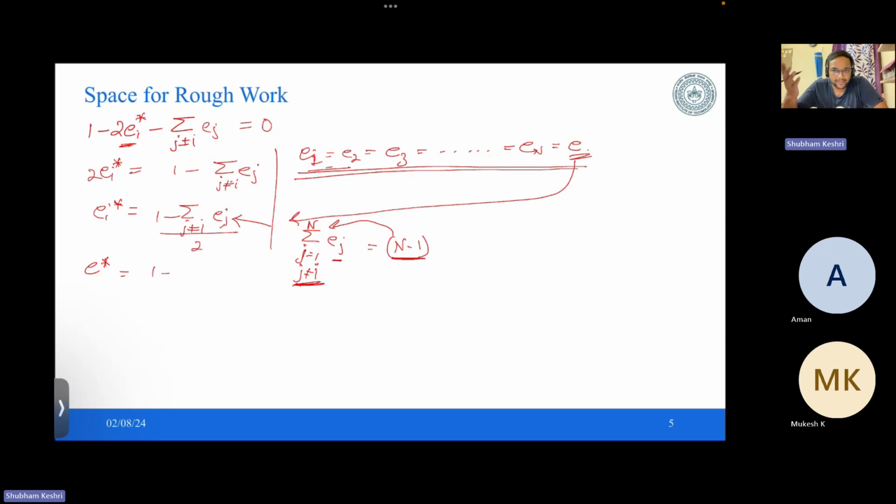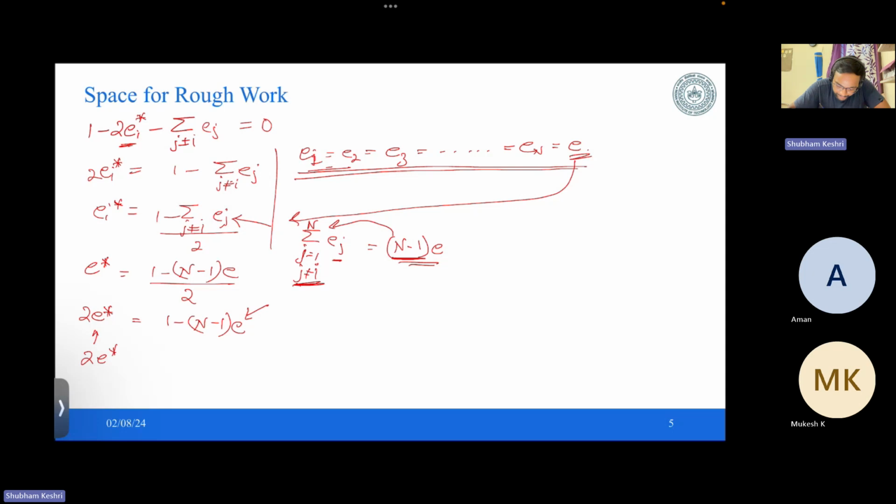And when all the e_j's are same, this sum will become n minus 1 times e. So it will be n minus 1 times e by 2. And then you can just solve it. It will be 2 e star is equals to 1 minus (n minus 1) into e. Now you see this is the best response of a player. Whenever all the players are playing the best responses, that is when we obtain the Nash equilibrium. So we will say this e is actually e star. So all the other players are actually playing their best responses, and that is when we obtain the Nash equilibrium.